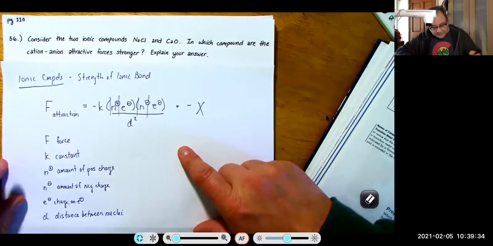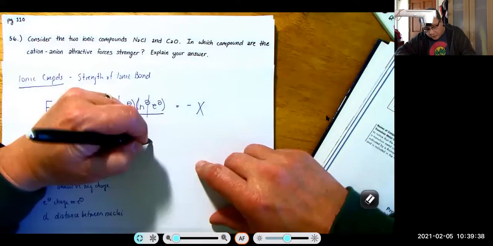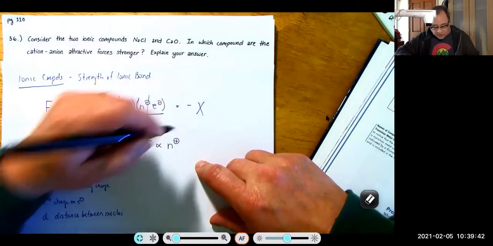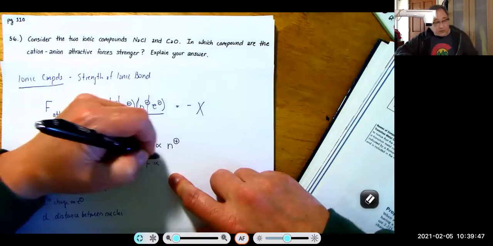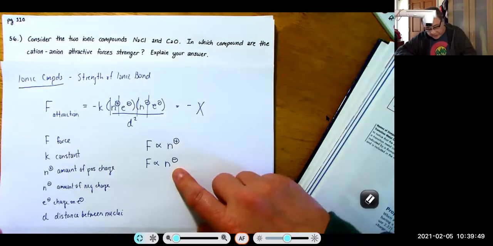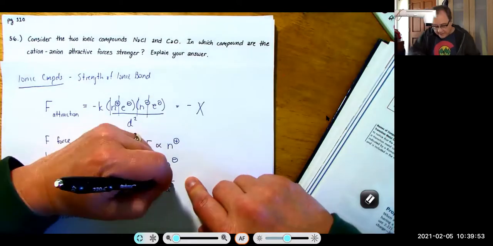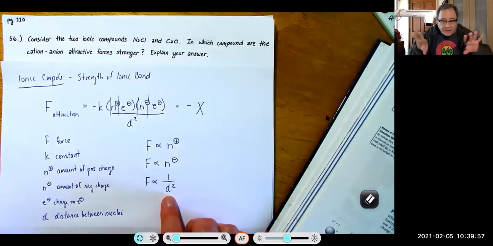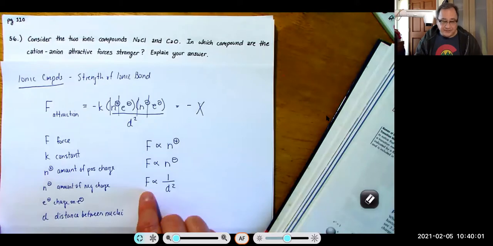So we definitely want to think about that relationship. The force is proportional to the positive charge. The greater the positive charge, the greater the force. The force is proportional to the negative charge. The greater the negative charge, the greater the force. The force is proportional to 1 over the distance squared. That means if you have a greater distance squared, the ions are farther apart, the force diminishes.